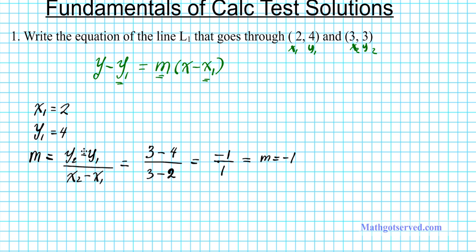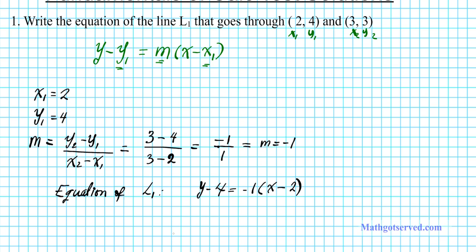So our slope is negative 1. Alright, we have everything we need to write down the equation of our line. So if we substitute x1, y1, and m in this equation, we'll have the equation of L1 is y minus y1, which is 4, equal to slope negative 1 times x minus 2, which is x1. Alright, this is the equation in point-slope form.